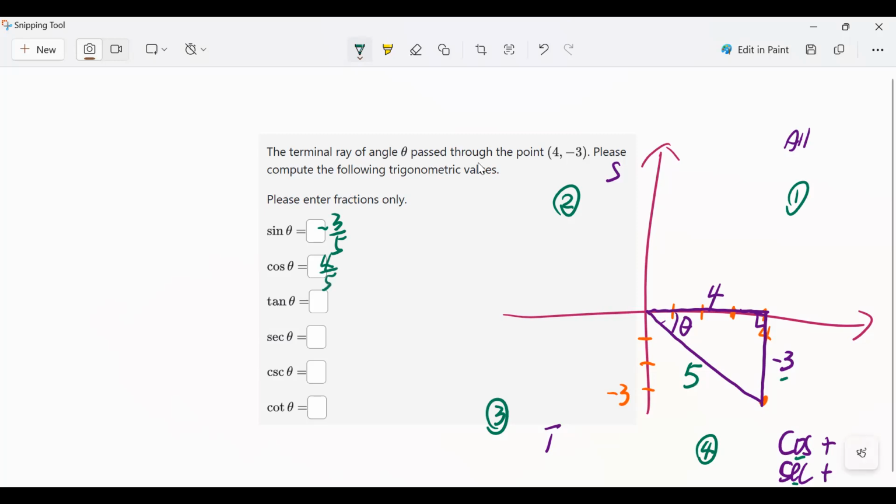Tangent theta is opposite -3 over adjacent 4. Secant theta is the reciprocal of cosine, so 5/4. Cosecant theta is the reciprocal of sine, so -5/3. Cotangent theta is the reciprocal of tangent, so -4/3. Right, so any question about this? Okay.